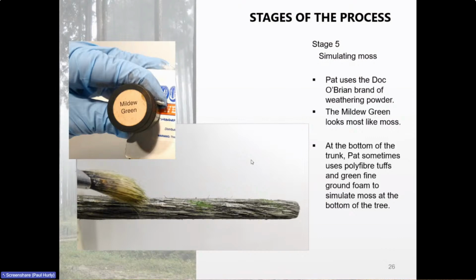Now, another way you can do that is just touch it up a little bit with some more white dry brushing, by putting a dip of that into that mildew green and putting it onto the trunk of the tree. And it'll leave just a little bit behind. So it looks kind of realistic.